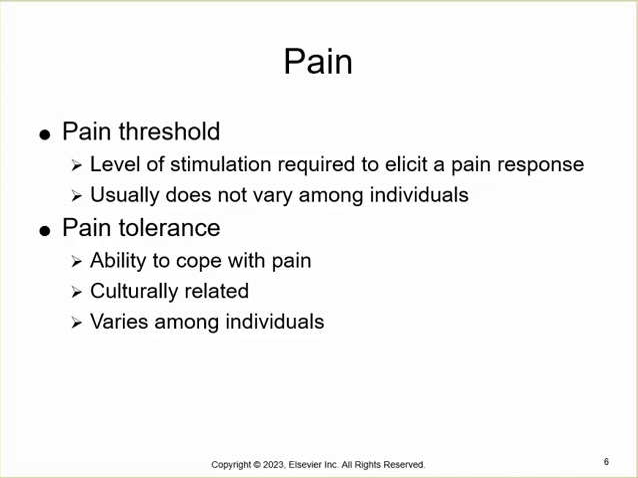So, it's the amount of pressure to stimulate the nerve ending, it's the amount of prostaglandin, the amount of inflammation, it's the stimulation required to actually trigger the nociceptors to send the signal along the afferent pathways where you perceive the stimulus as painful. What you do with that after you receive the stimulus is about tolerance, your ability to cope with pain.